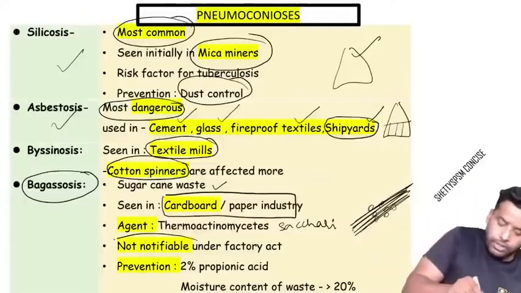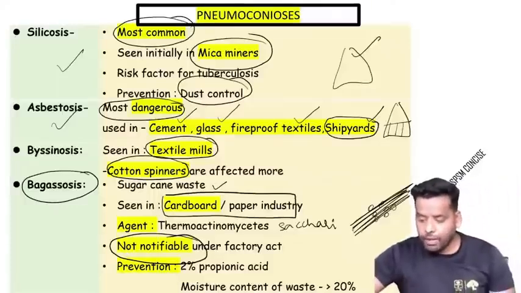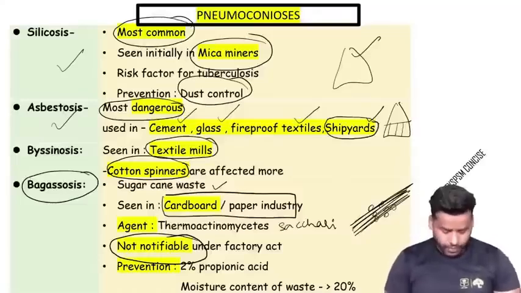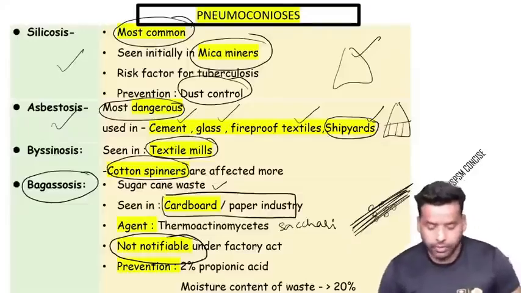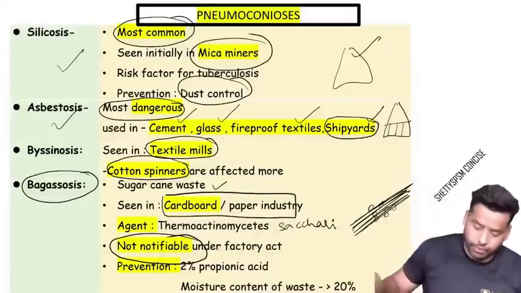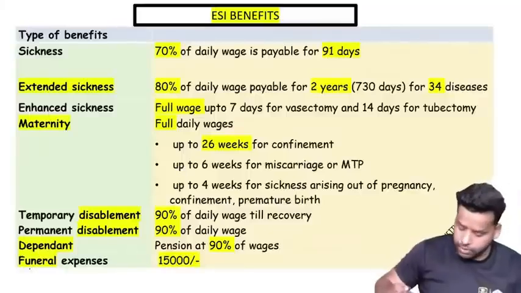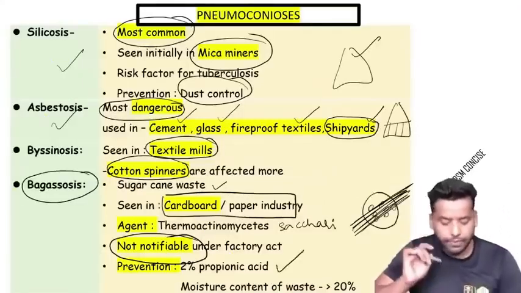Which of the following is not a notifiable disease? Answer my next question. Bagassosis is not notifiable. And the thing what we ask is, use a fungicide. Use one fungicide to kill this fungus, propionic acid.